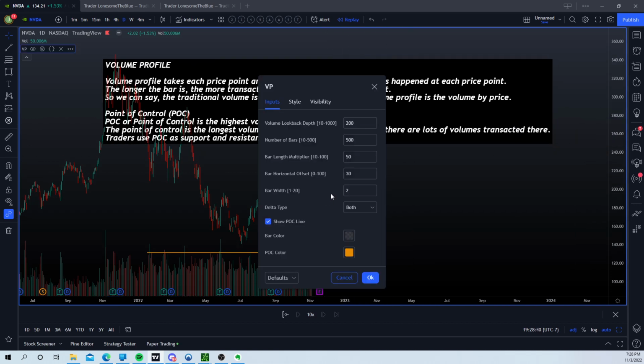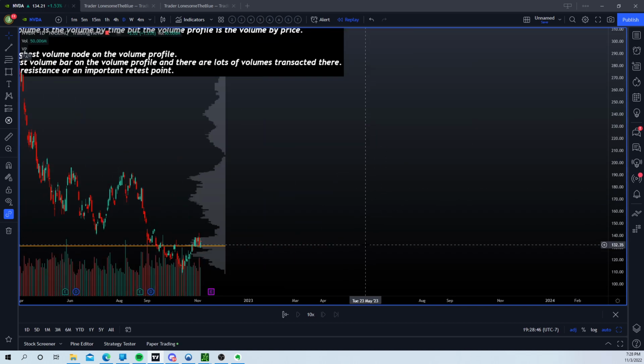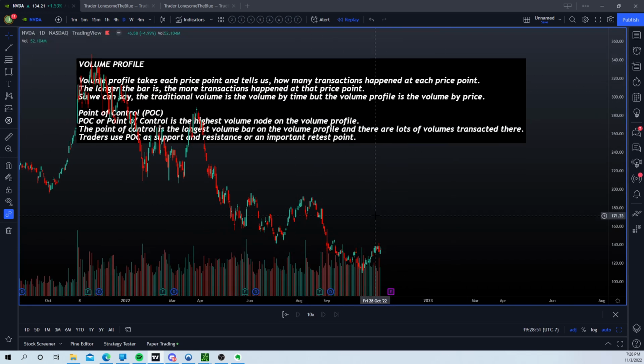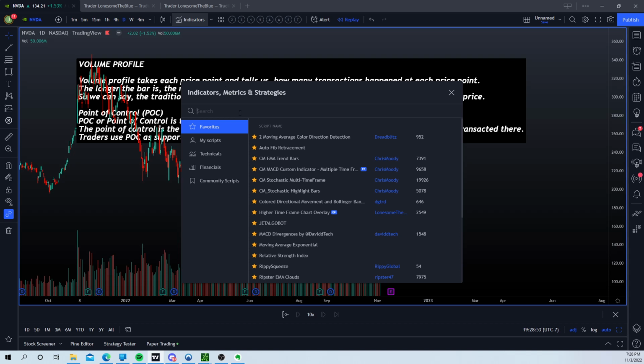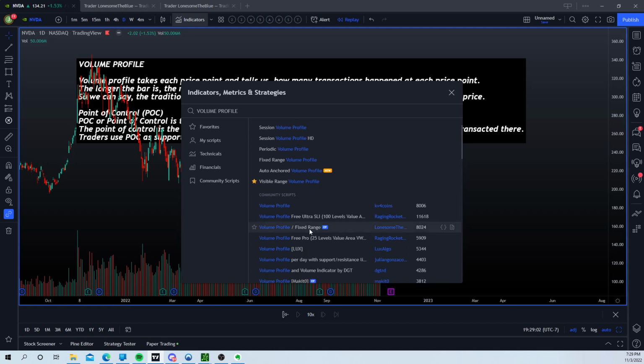Let me try to fix this. Bar multiplier, bar length. Okay. So let's see. Hold on, because I'm trying to fix this up, but I don't remember which one I used earlier, because they have two different versions. Let's just switch to, because I usually use the regular visible range volume profile, and I'm pretty sure it was either this one.